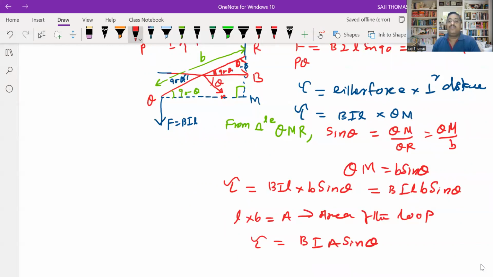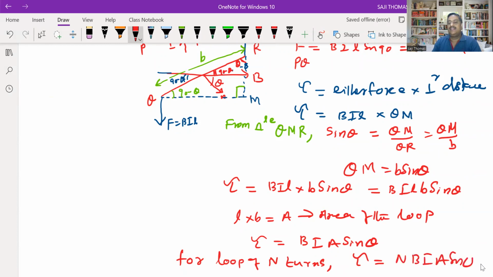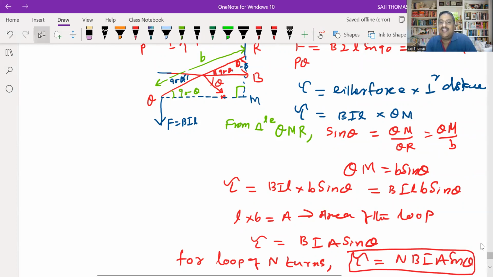If you consider a loop of n turns, then torque will be multiplied by n also. For a loop of n turns, torque will be I A B sine theta into n. N I A B sine theta. So this is the equation for the torque. So what is that theta? It is the angle between magnetic field and the normal to the plane of the loop. Okay. So torque is N I B A sine theta.